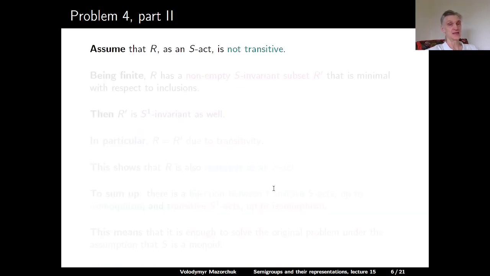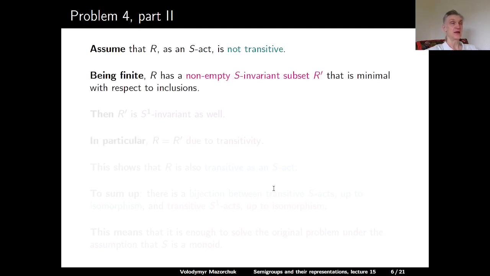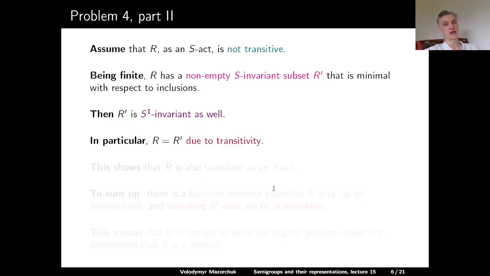Assume that R as an S act is not transitive. Since R is finite, it definitely has a non-empty S invariant subset R' that is minimal with respect to inclusions. Then, of course, R' is an S1 invariant subset as well, because the only difference is the identity element, which acts as the identity. It cannot move us outside of R'. So in particular, we get R is equal to R' due to transitivity, and this shows that R is also transitive as an S act.